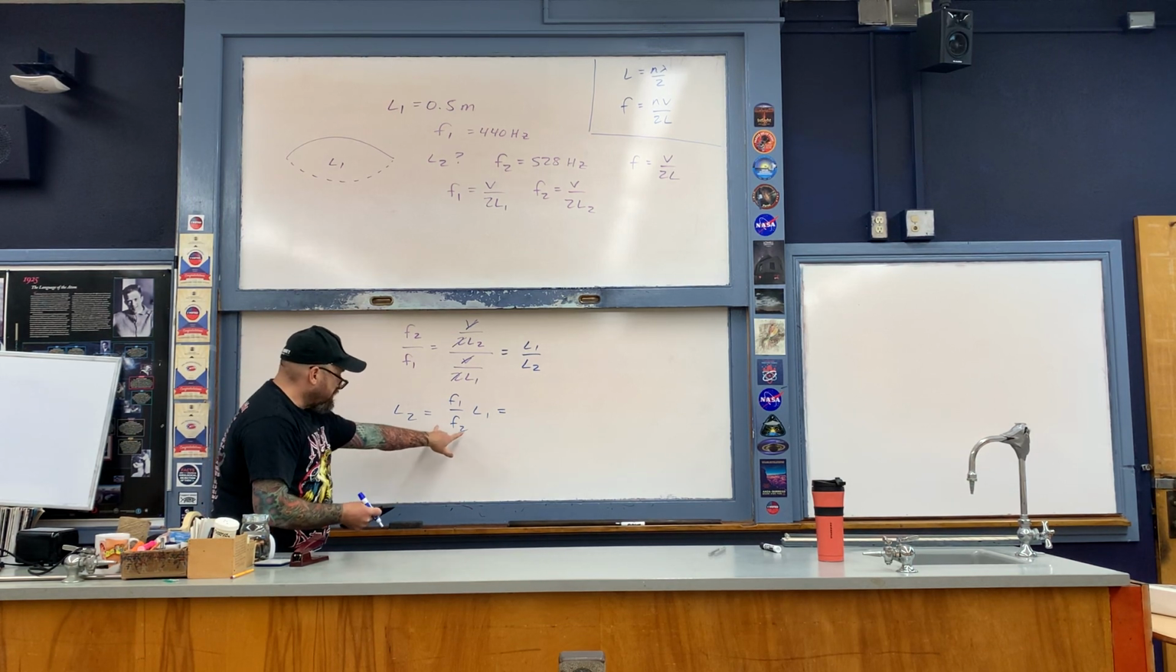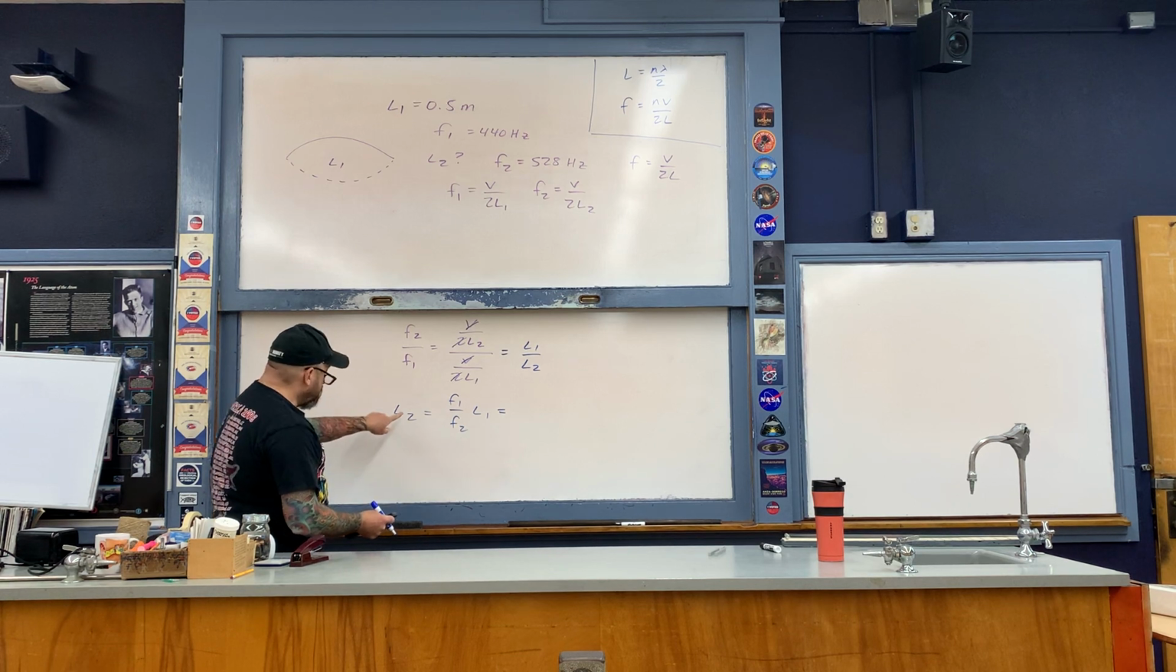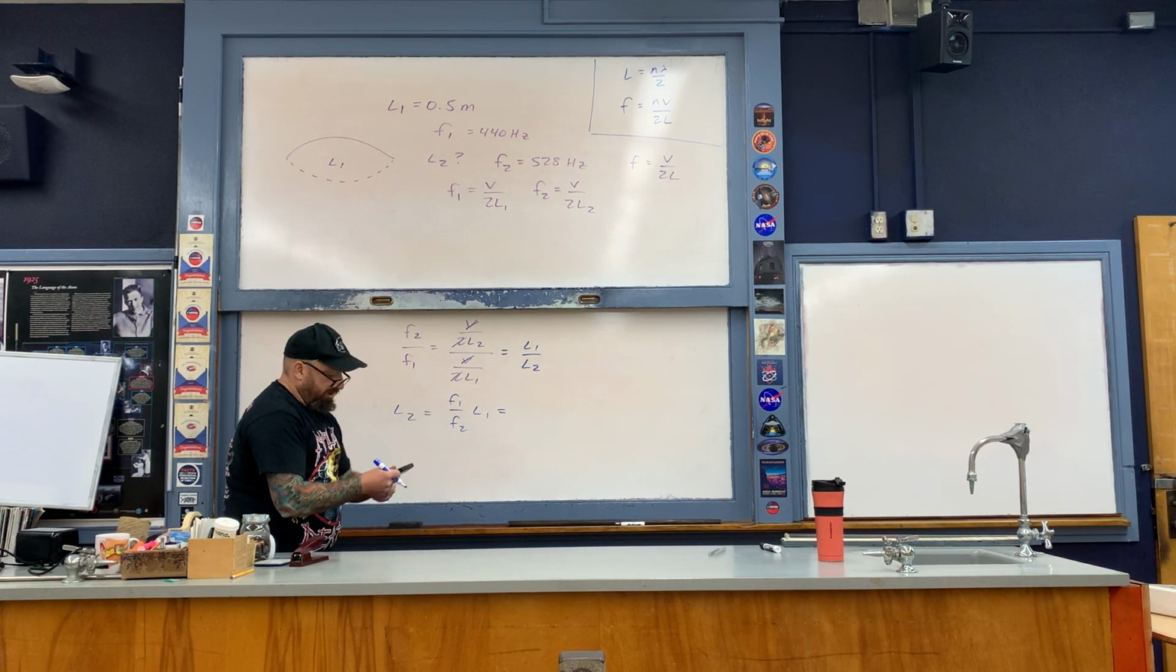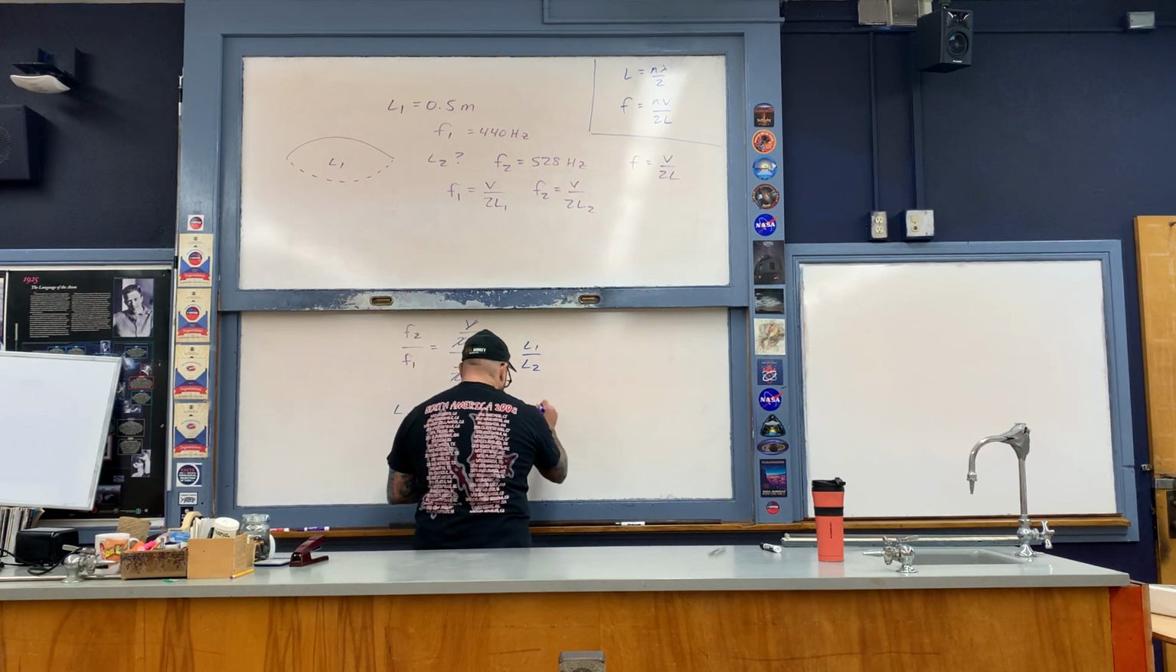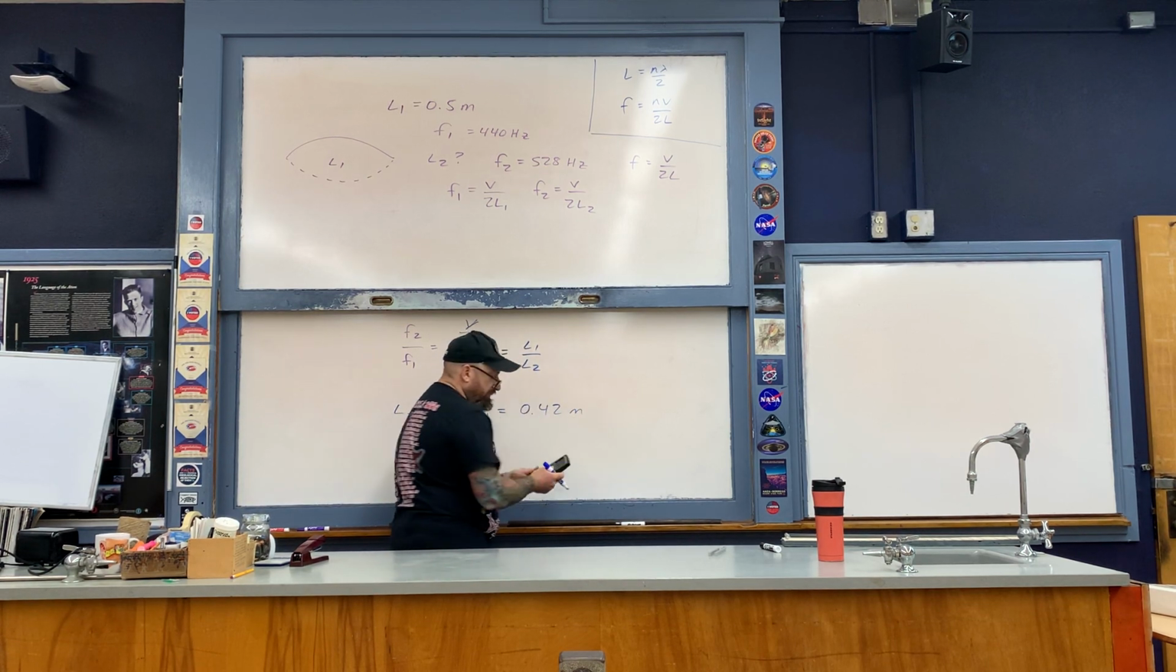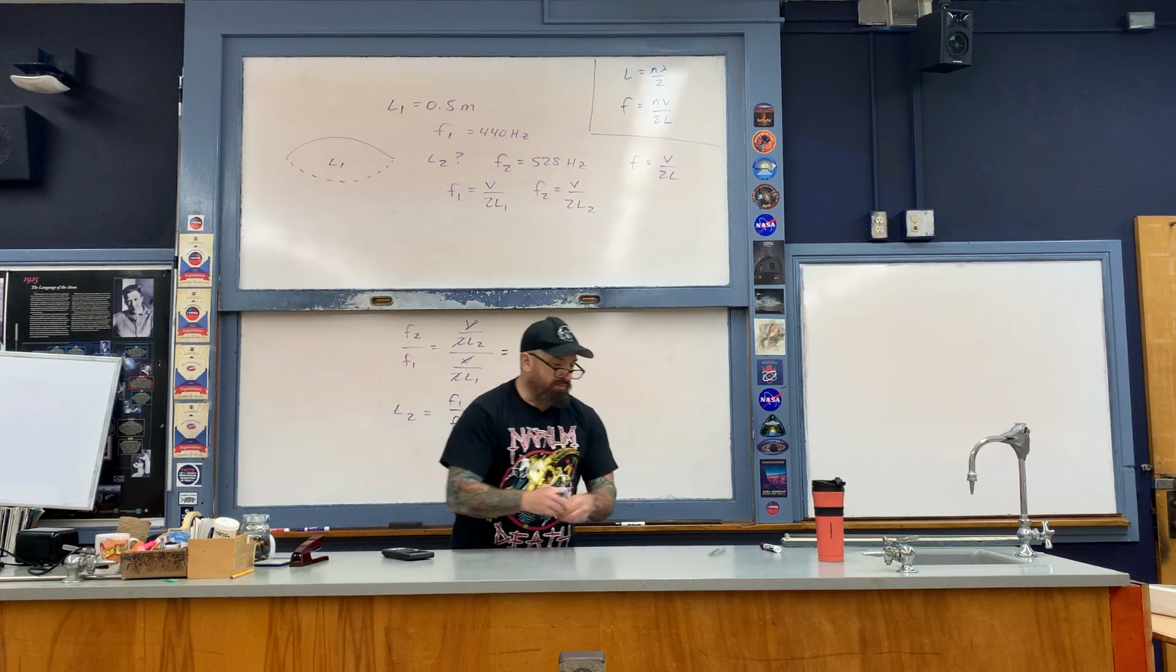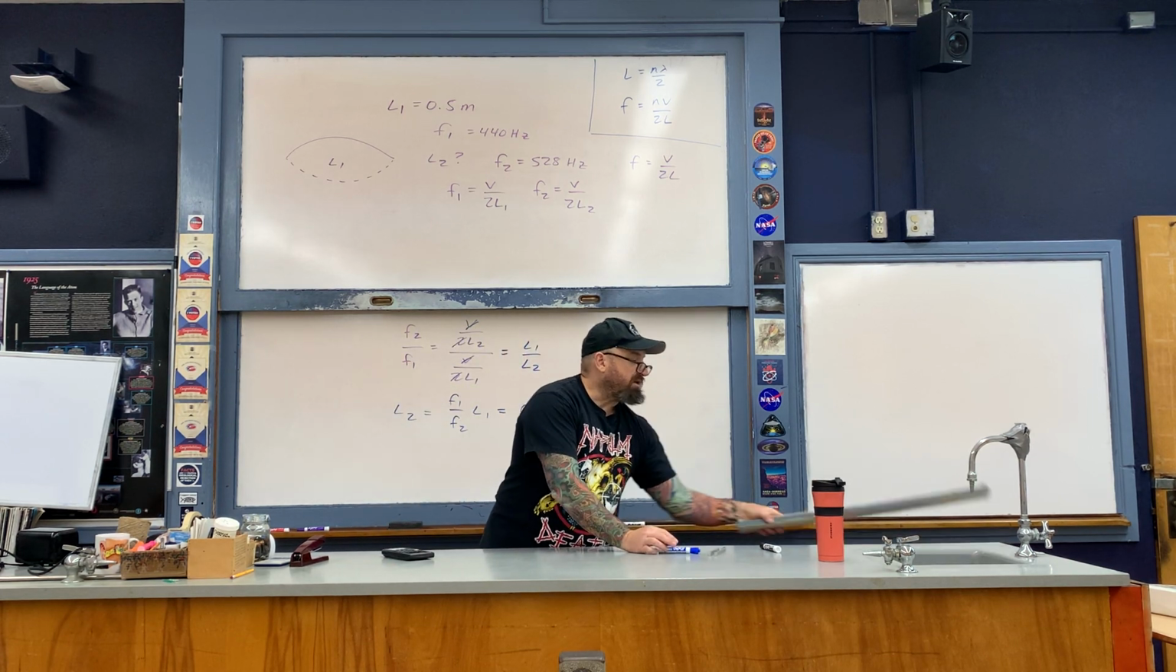Notice that the ratio of frequencies here is less than 1. This then means that the length L2 is going to be less than L1. And then multiply by 1/2 meter, and this comes out to be about 0.42 meters, 42 centimeters.